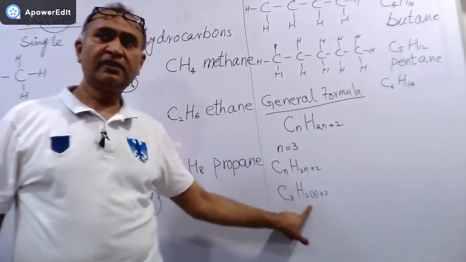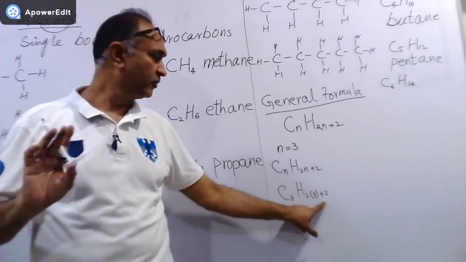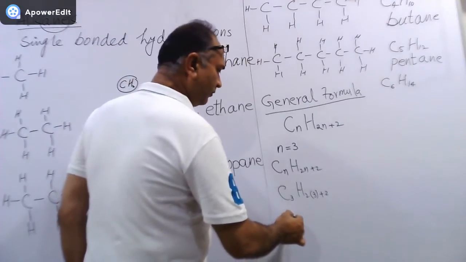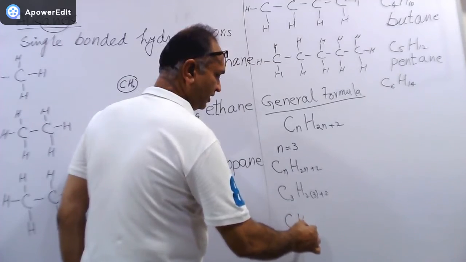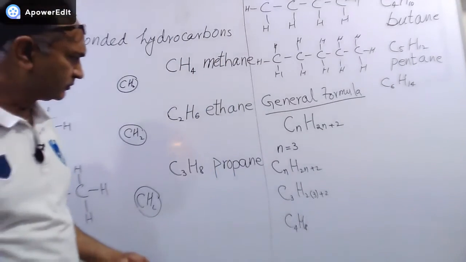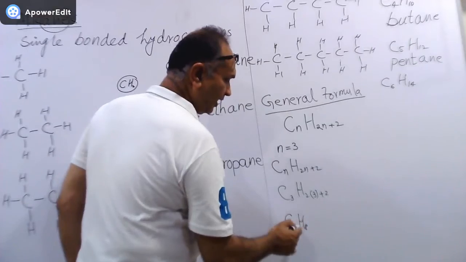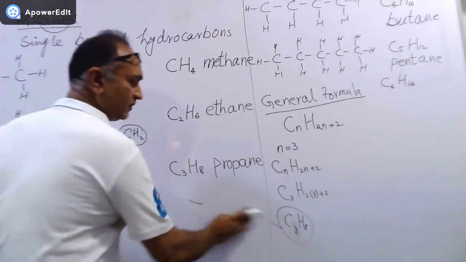2 3s are 6. 6 plus 2, 8. So it will become what? C4H8. C4H8, I'm sorry. C3H8, and this one is the same as this one.